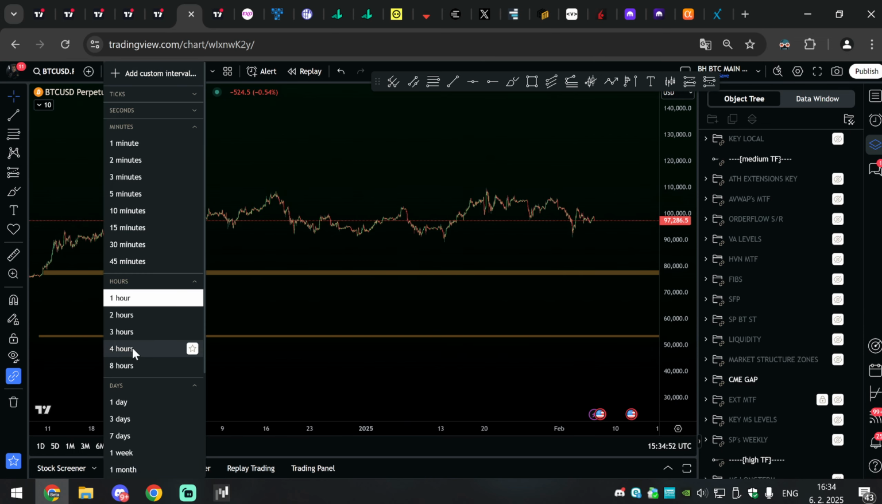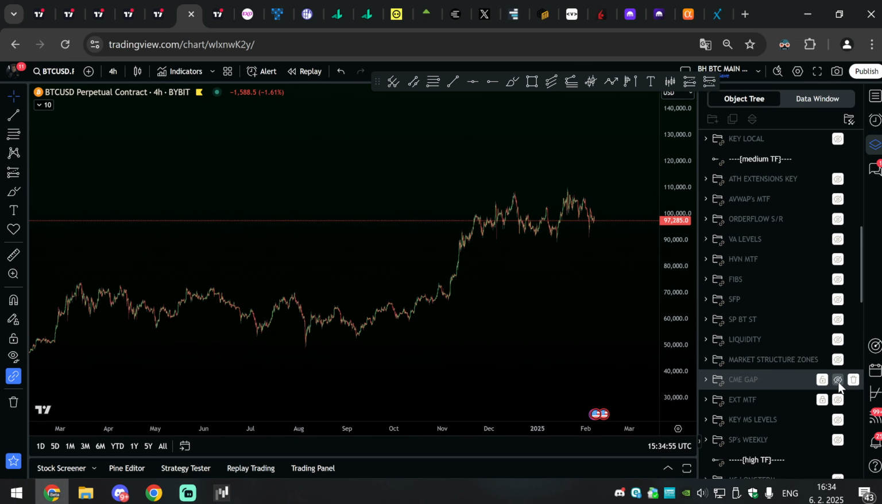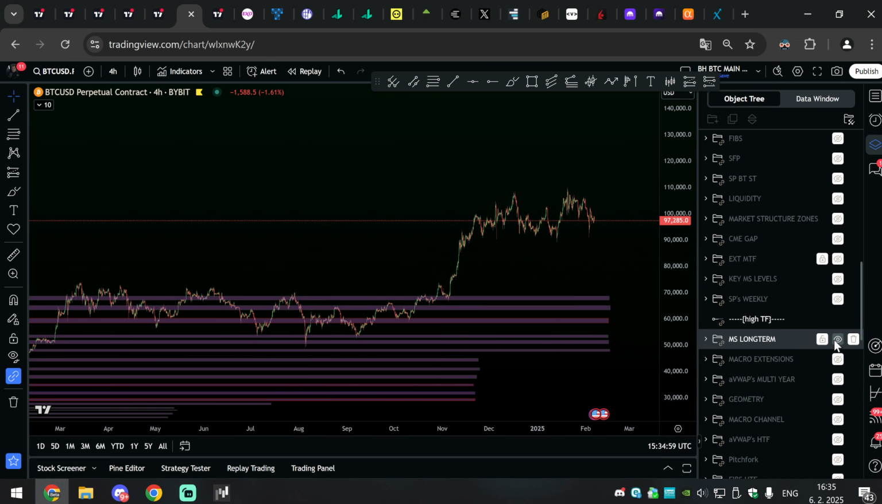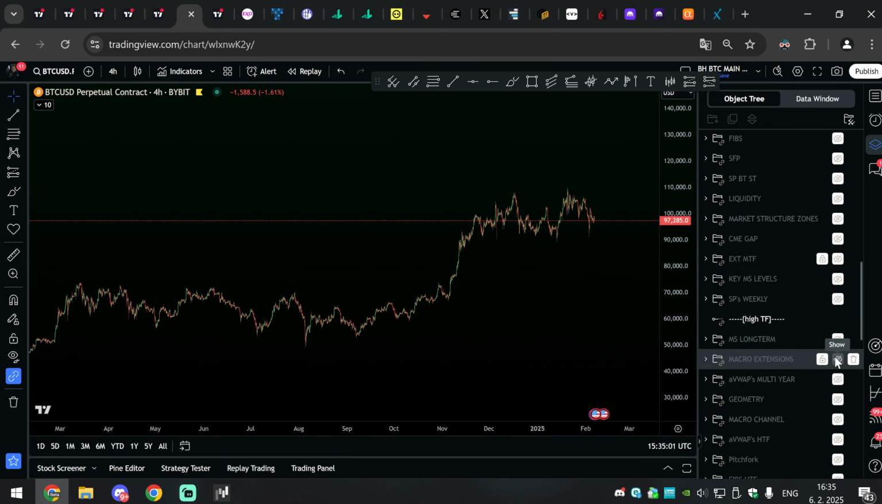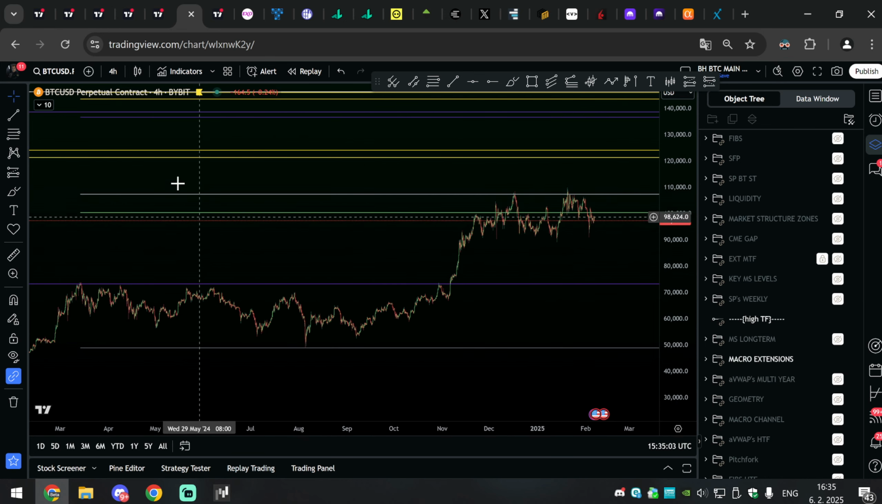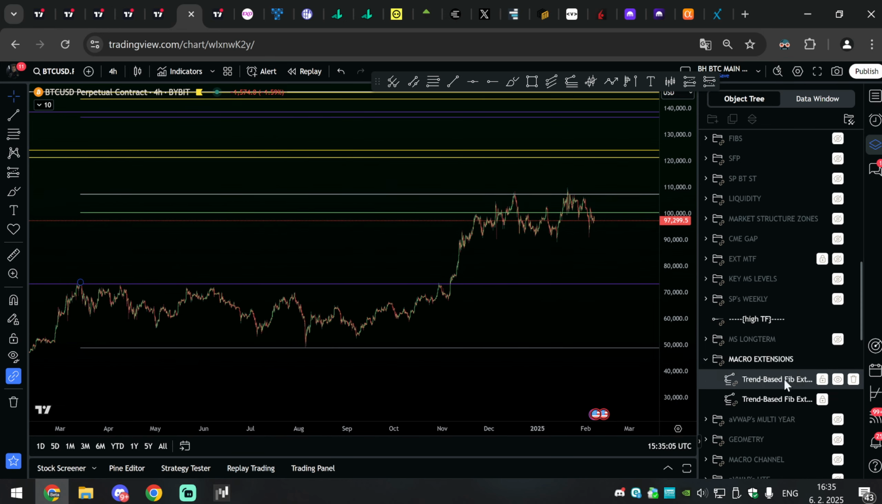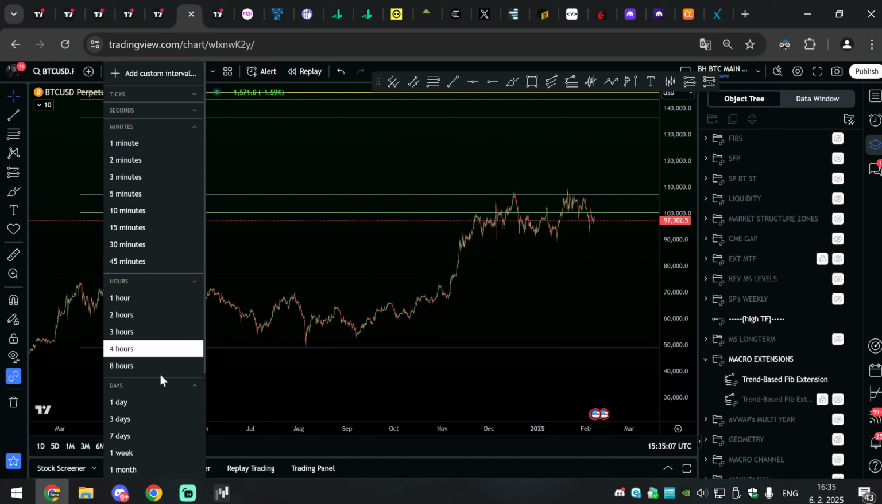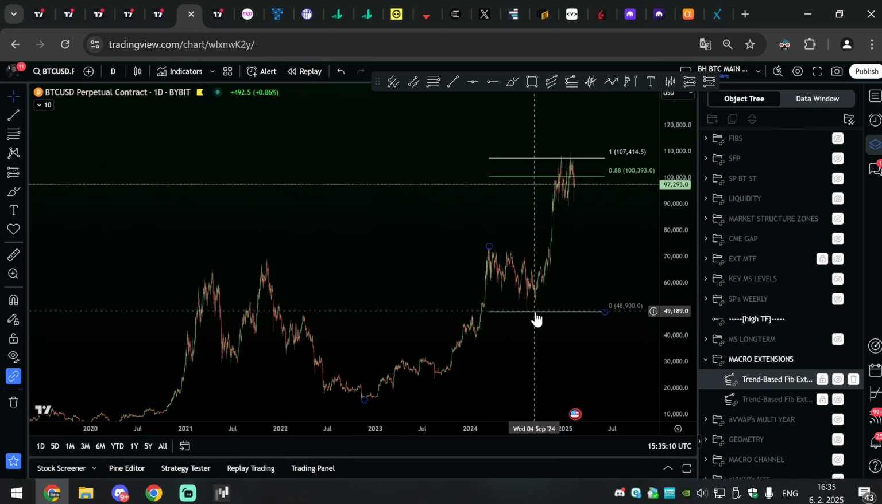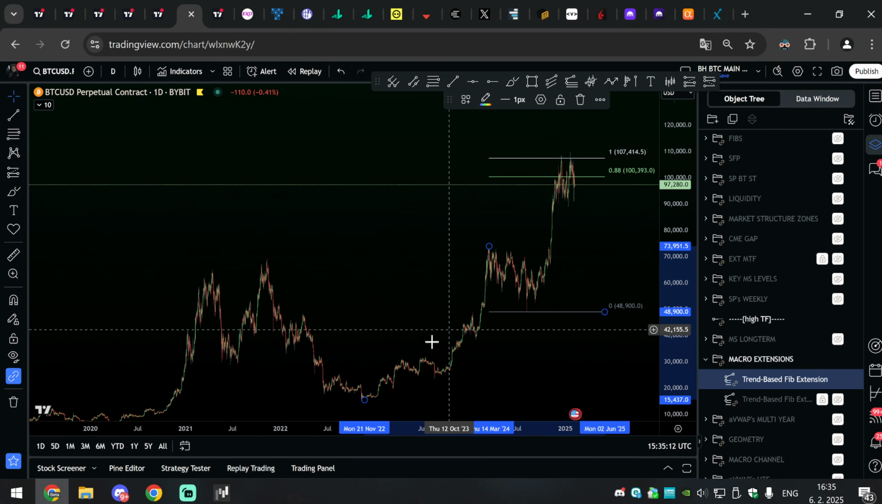Not many CME gaps currently, they're far away from us. Extensions, we don't need to watch. Market structure long term, they will be waiting for retest. Macro extension. These are trend fib extensions from macro.